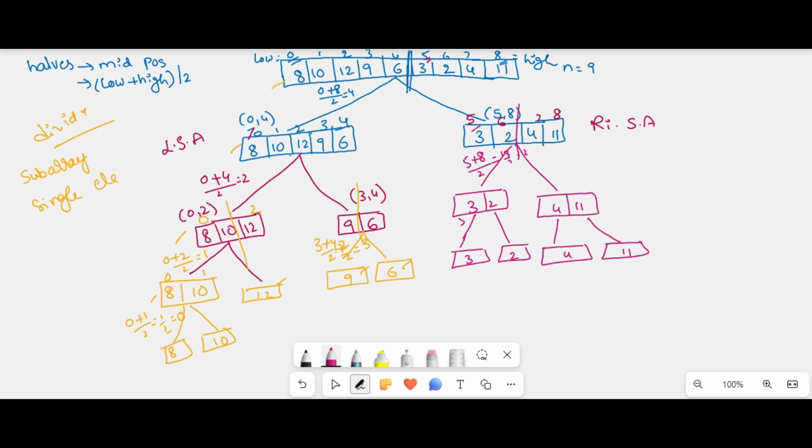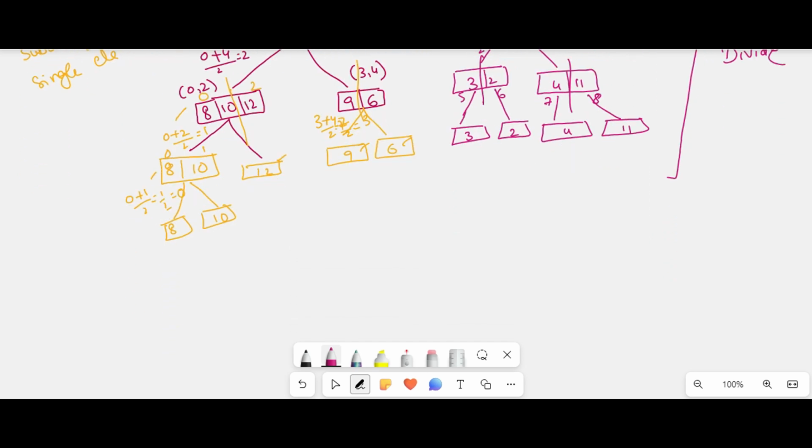How? This is the 5th position, the 6th position. Now (5 plus 6) by 2, 11 by 2, means 5 only. So that's why 3. Here, 7th position, 8th position. (7 plus 8) by 2, 15 by 2, so 7 only. It is divided. Now division is completed. So all this is called divide. Whatever we are doing next is called conquer.